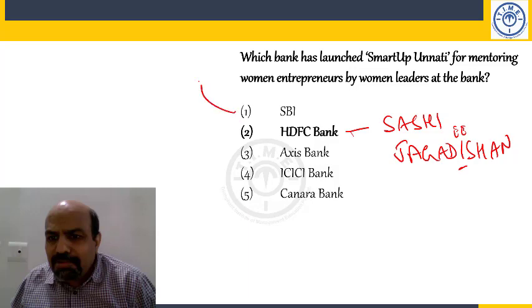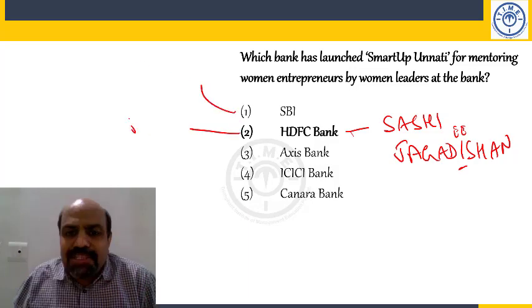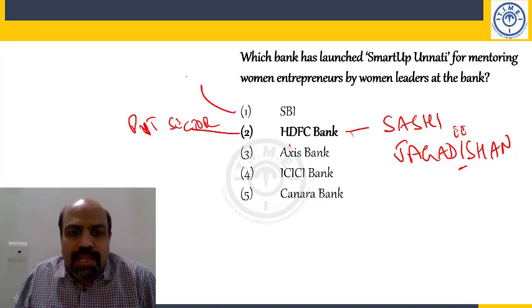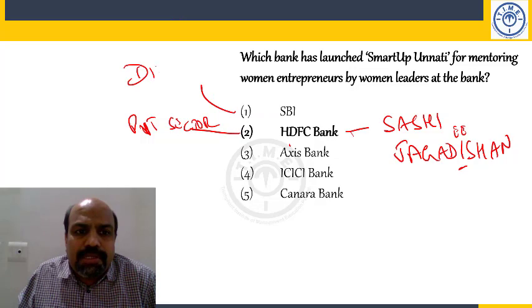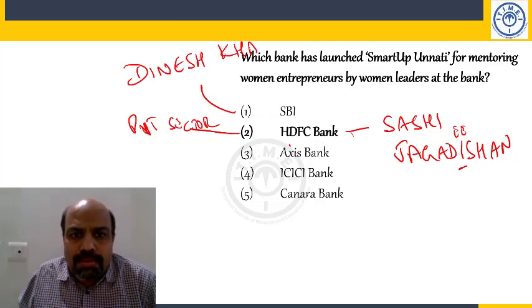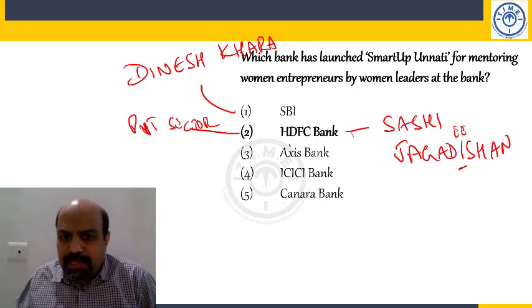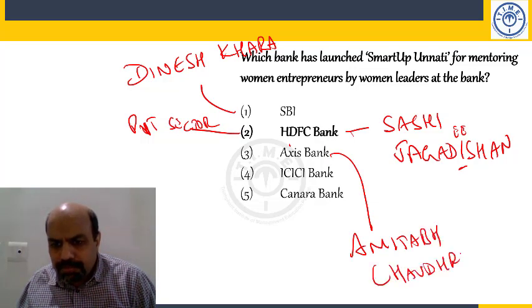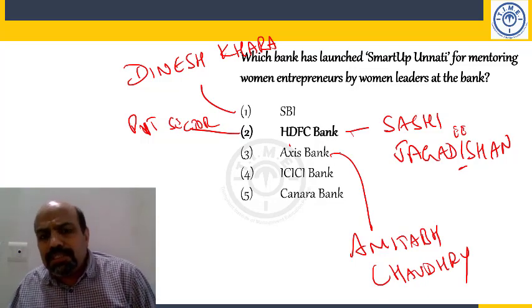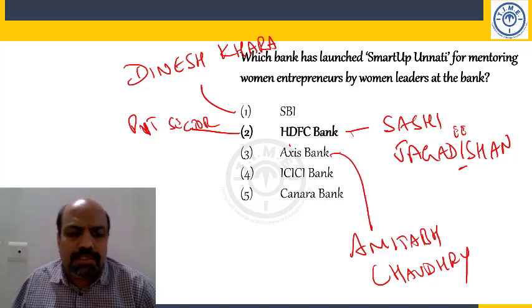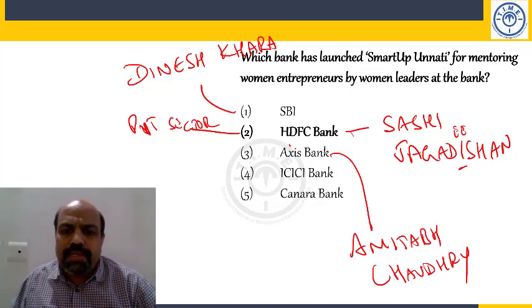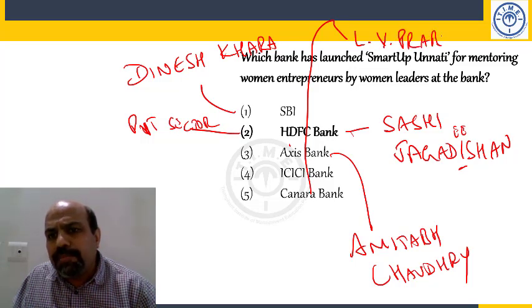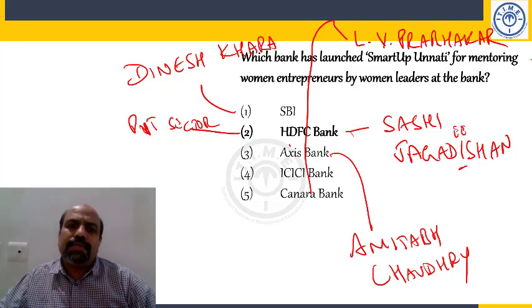State Bank of India is India's largest bank, and HDFC is India's largest private sector bank by assets. The largest overall bank in India is SBI, State Bank of India. Its chairman is Dinesh Khara. Axis Bank, Amitabh Chaudhary. His tenure has just been renewed. ICICI Bank, Sandeep Bakshi. Canara Bank, LV Prabhakar. Lingam Venkat Prabhakar, yes.